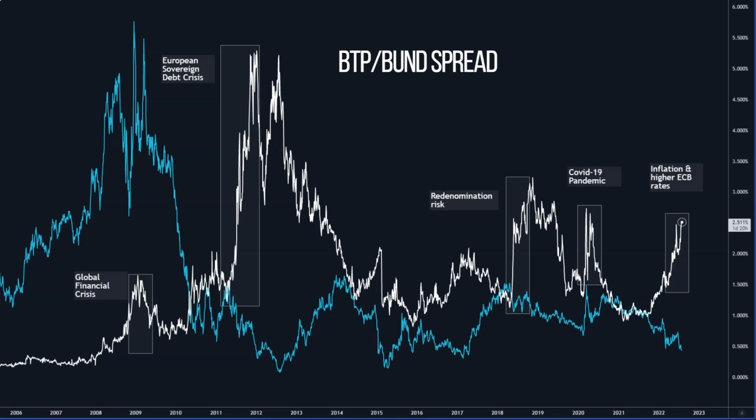The reason why the spread is important from a currency perspective can be clearly seen by looking at this chart where we have the BTP Bund spread in white versus the euro in blue. There is a strong inverse correlation between the spread and the euro. Now, like most correlations, it's not perfect, of course, and there will be times when the spread will fall or rise without it having any meaningful impact on the euro. So as always, the context and the reason for the moves are more important than the moves themselves.